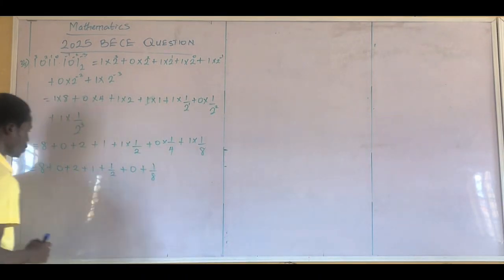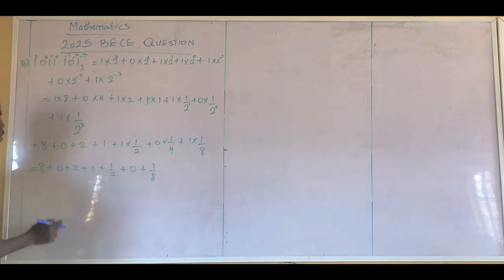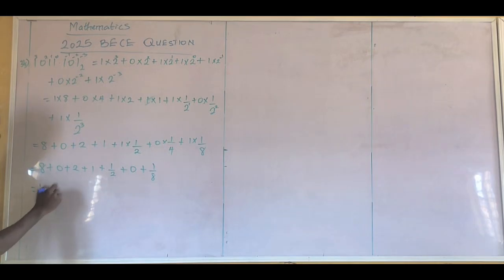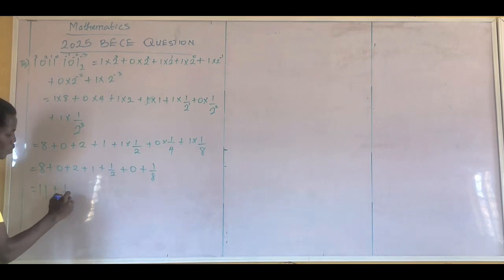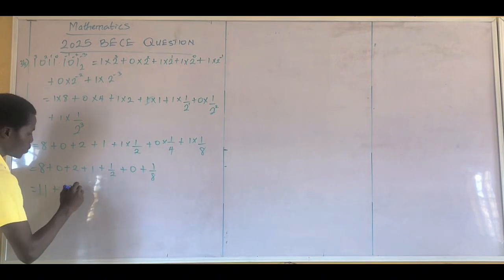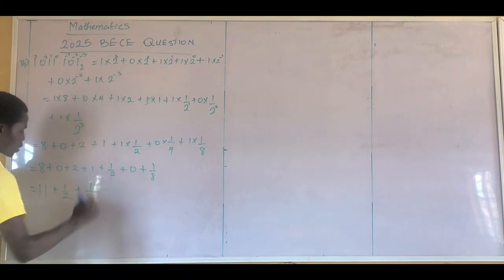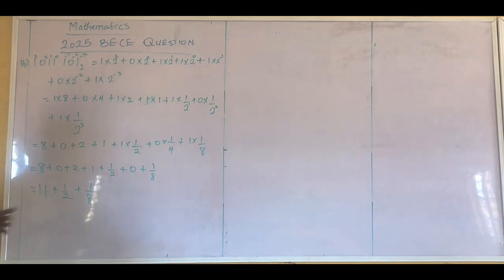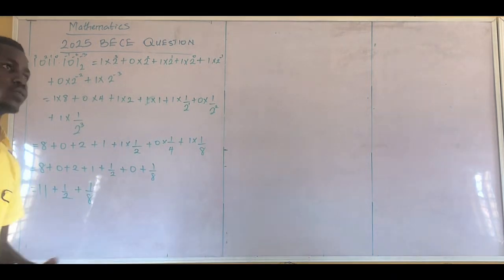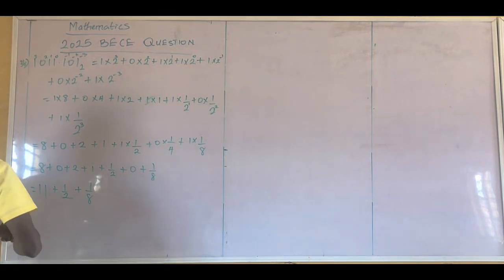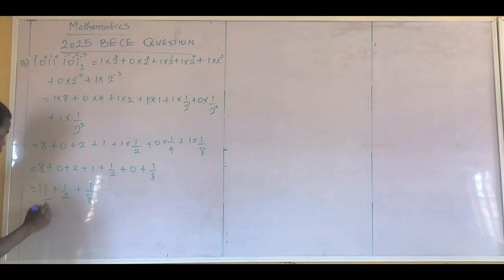1 over 8. So let's ignore all the zeros. 8 plus 2 gives us 10 plus 1 gives us what? 11. 11 plus 1 over 2, ignore 0, plus what? 1 over 8. You can solve this in 2 ways. It's either you take this 11, since it's standing alone as a whole number, 11 points, whatever 1 over 2 plus 1 over 8 gives you, then you add it to the whole number. But whichever way, let's follow the normal rudiments of what you will basically understand.